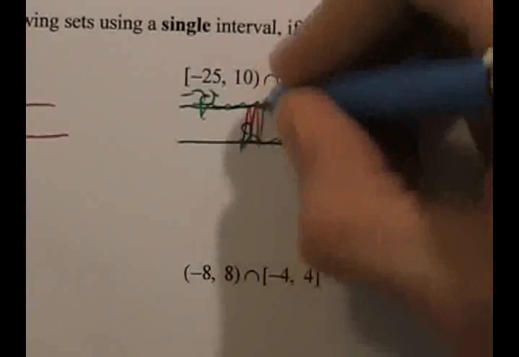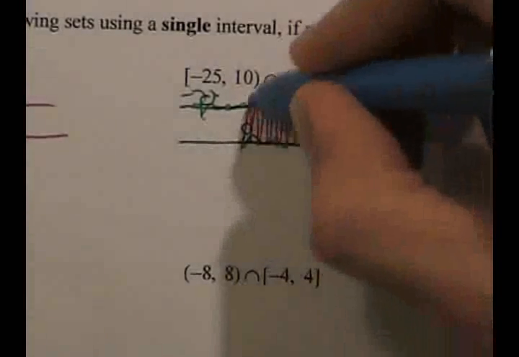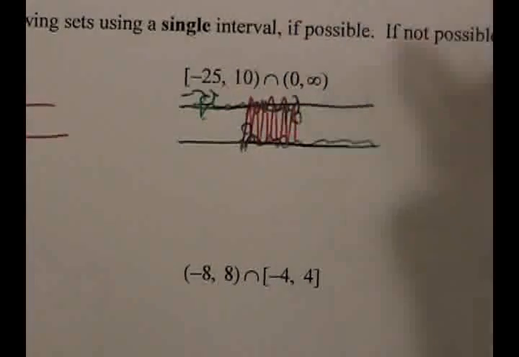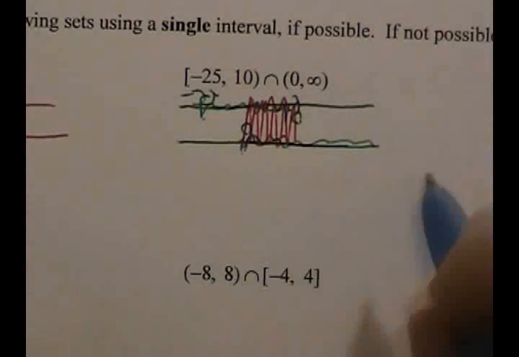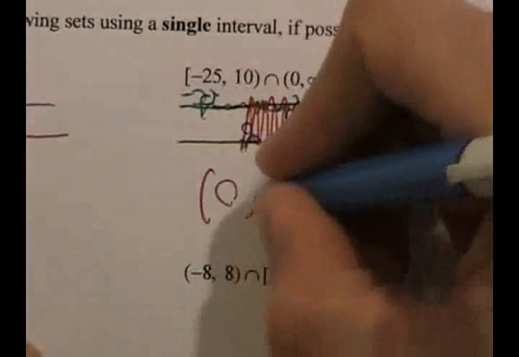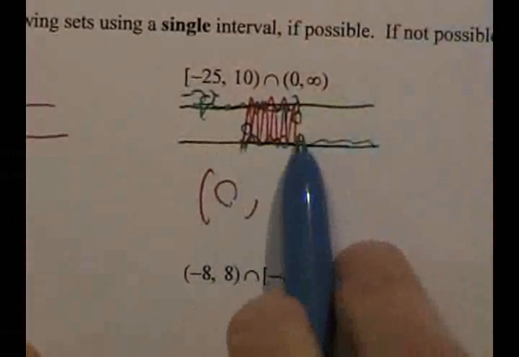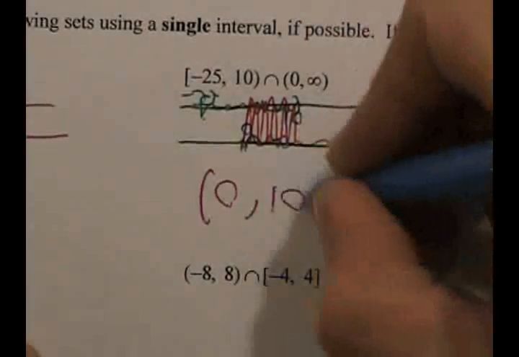They're only going to be the numbers that are in, only the elements in both. So it's only these and only these. So the smallest number that is in both is up to but not including 0. So we write 0. And the largest number is up to but not including 10. So 0 to 10.